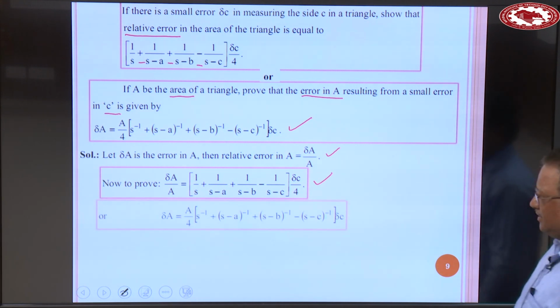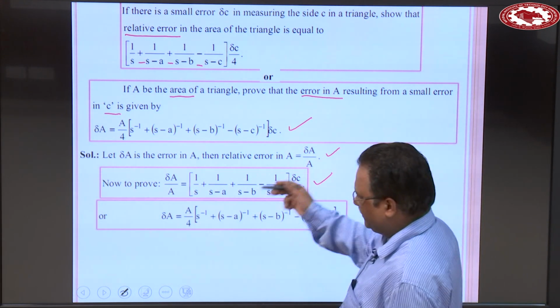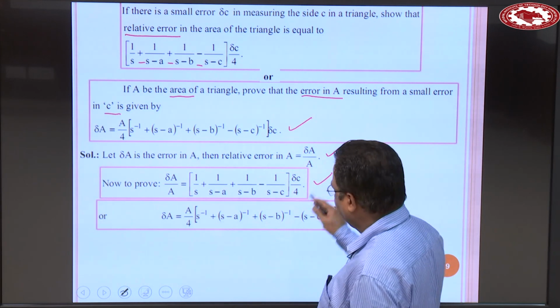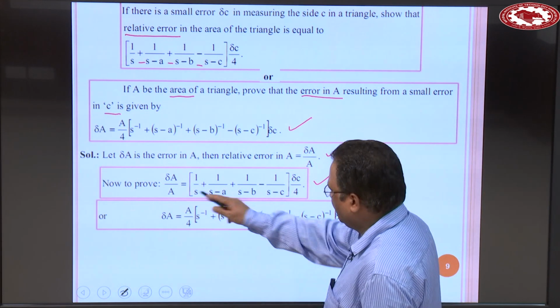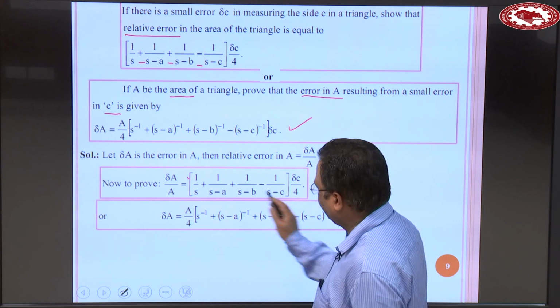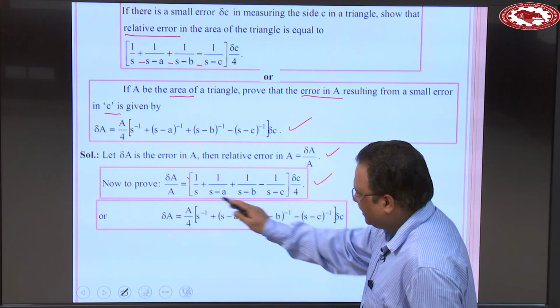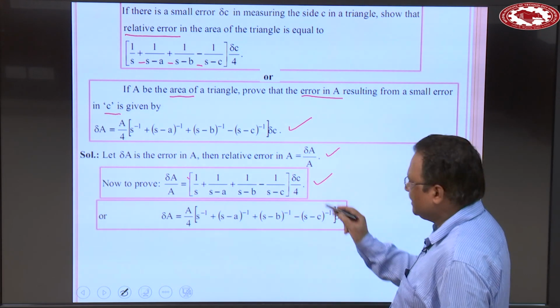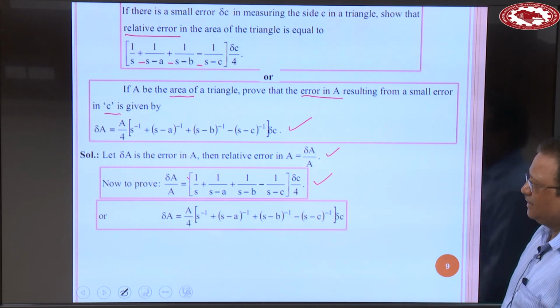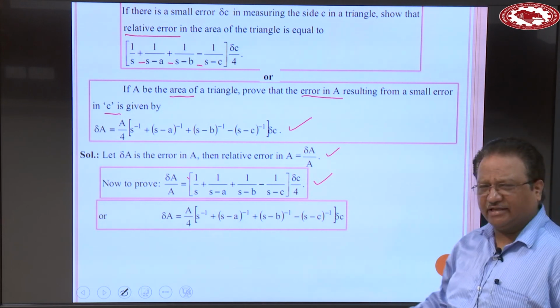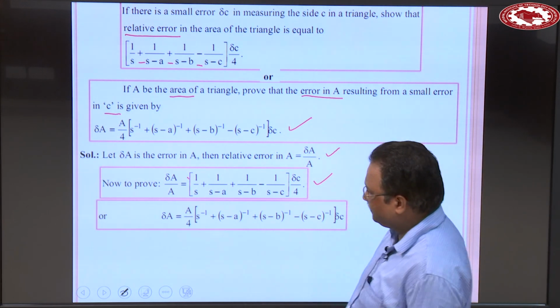Now, we can ask this problem this way: delta A as it is, and A here, okay. So A divided by 4, so A over 4, and within the bracket the same terms, and delta C as it is. So this problem can be asked in any way, okay.